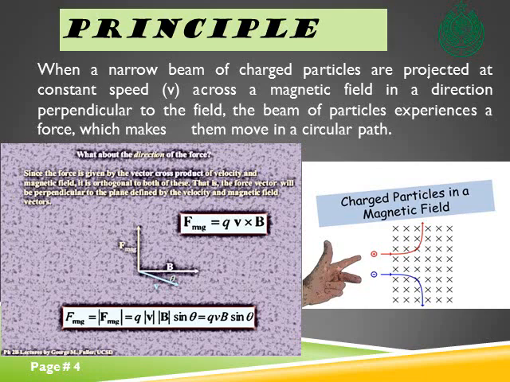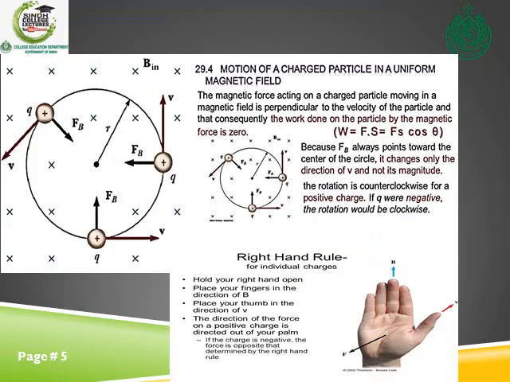Now in the second diagram, if you apply the right hand rule of cross product to determine the direction of force on a positive charged particle in a cross magnetic field, it will be upward. Similarly, if you apply the same rule on a negative charged particle, it will be downward.